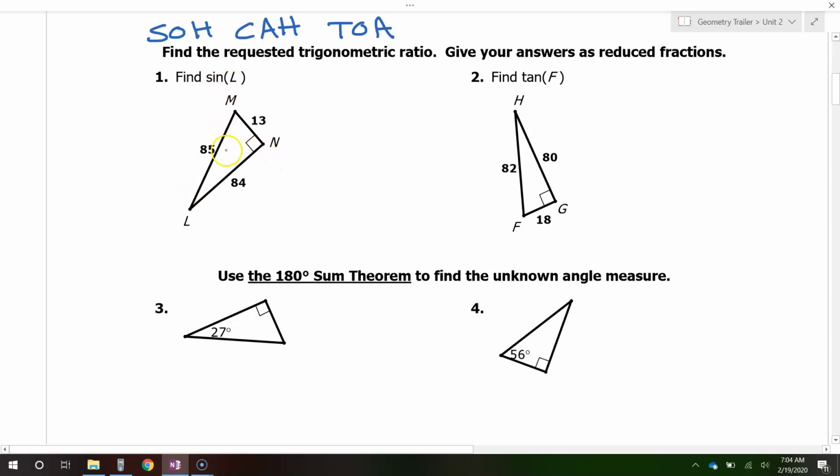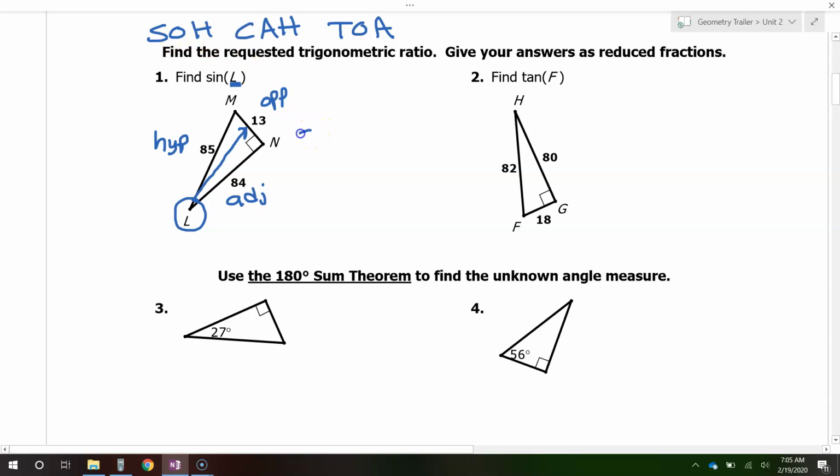So what you should do is label the hypotenuse first. The hypotenuse is across from the 90-degree angle, so that makes this the hypotenuse. Circle the angle that you're talking about. So here's angle L. Draw yourself an arrow going away from the angle. That arrow will point at the opposite side. The other side will be the adjacent side. So we're doing sine. So sine is opposite over hypotenuse.